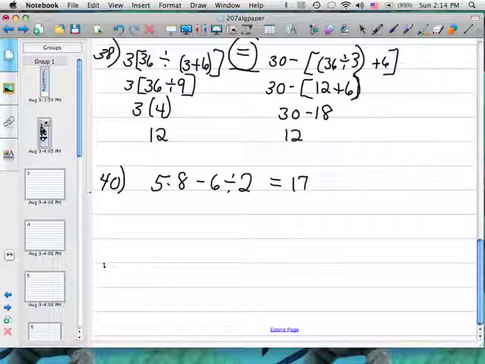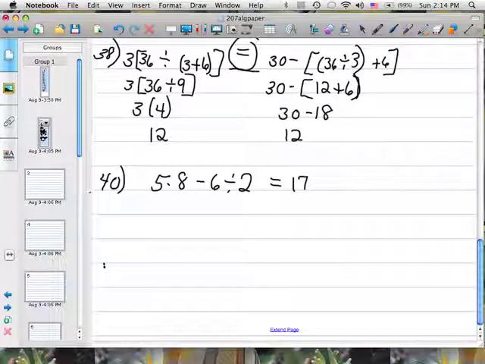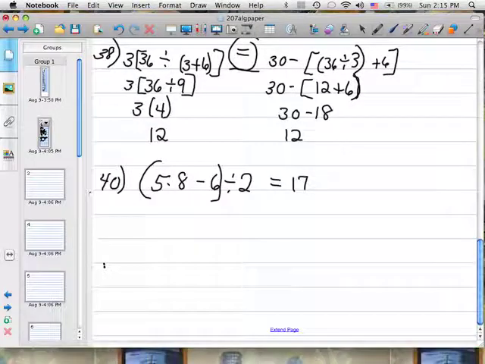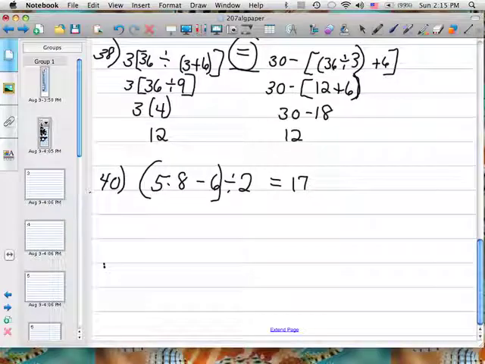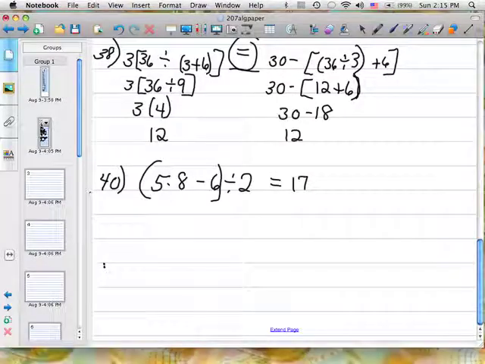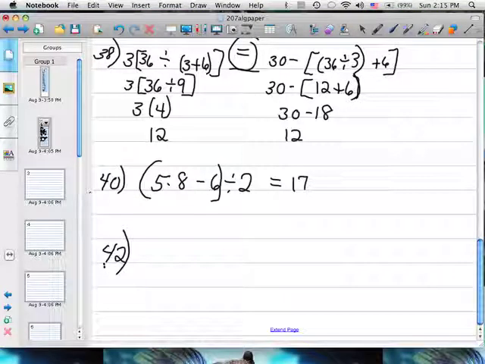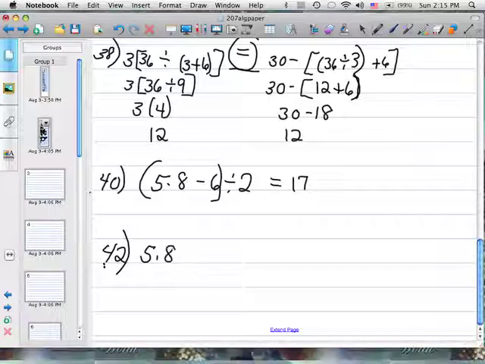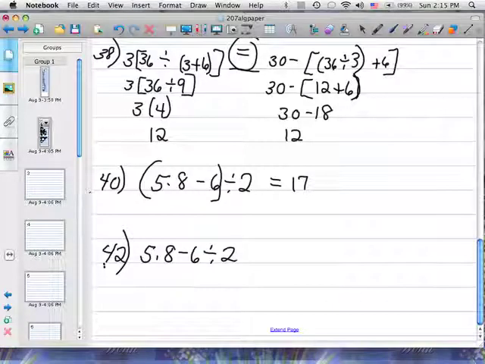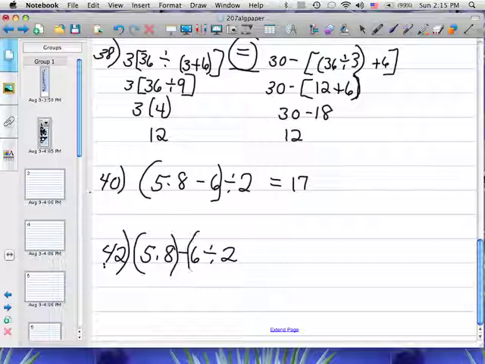Problem number 38. This is rather long, so hopefully you have some room to put this down or write really small. We have 3 times the quantity 36 divided by the quantity 3 plus 6. And we're comparing it to, you might want to just do each of these on 2 different lines and then see what you get. I have the room. 30 minus the quantity 36 divided by 3 plus 6 on the quantity.